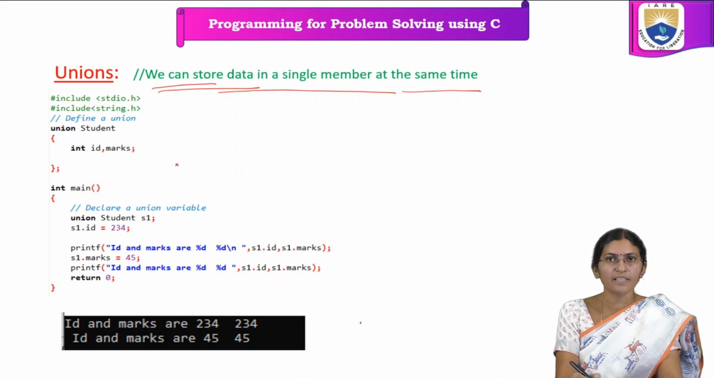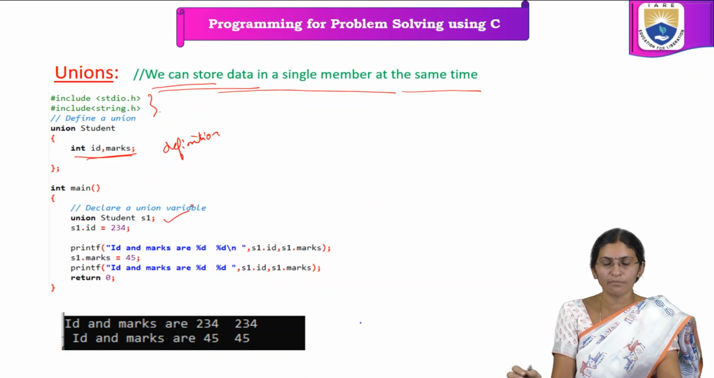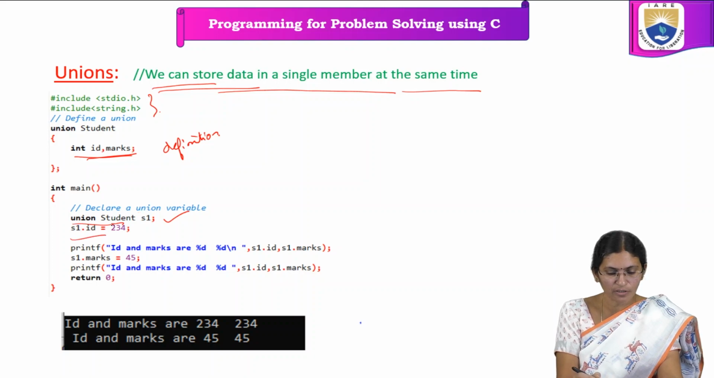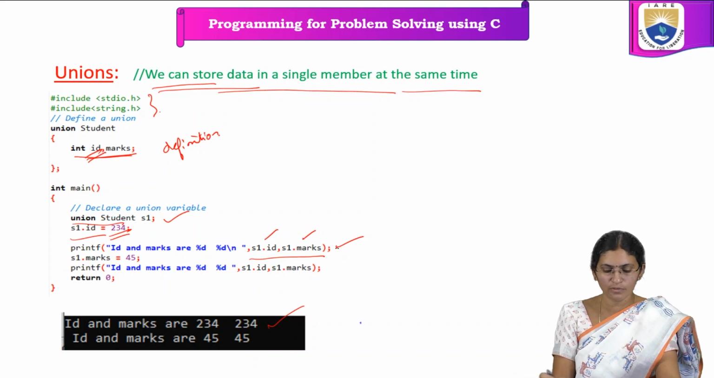We can understand the statement with the help of this program. These are the two header files which we have used. This is the union definition. In the union definition, we have declared two integer variables, id and marks. Then we have declared a variable of type union student. Then s1.id is equal to 234, we are initializing one of the members with 234. Now if you are printing s1.id and then s1.marks, you can see this is the output of this program. ID and marks both are assigned the value 234, 234.